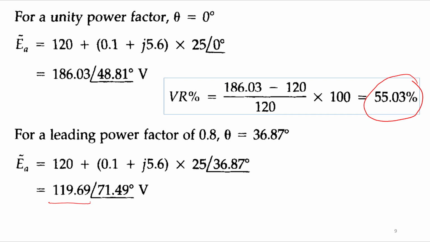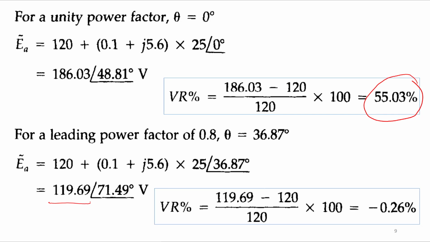Then for leading power factor, in the same way if we proceed, we find EA as 119.69 at 71.49. Voltage regulation is coming negative, minus 0.26. So whenever the voltage regulation is negative, it means your terminal voltage is greater than the generated voltage or induced EMF, right? I hope you understood this.